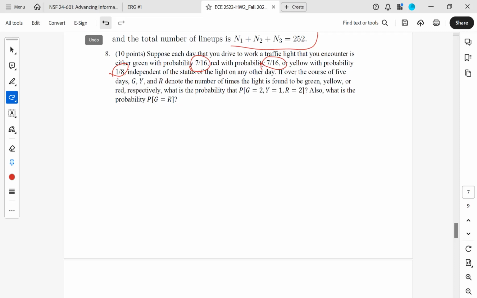Now, let's say you observe the traffic light for 5 days, considering that these 5 results are independent, so they don't affect each other. The probability remains the same each day. The question asks what is the probability that on those 5 days, you would face 2 green lights, 1 yellow light, and 2 red lights. This is the first part of the question.